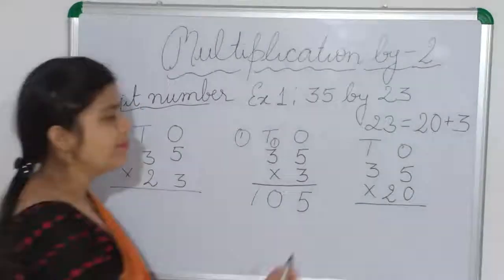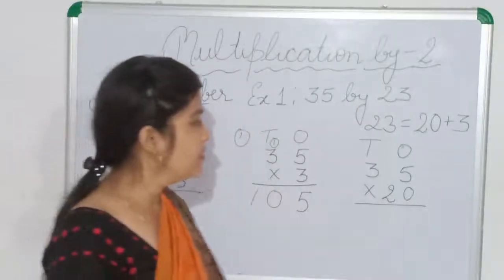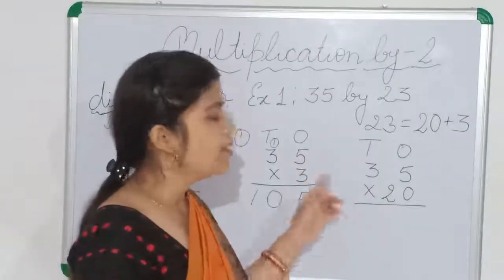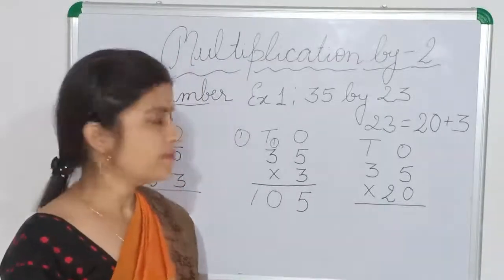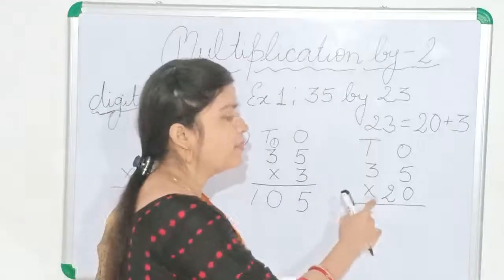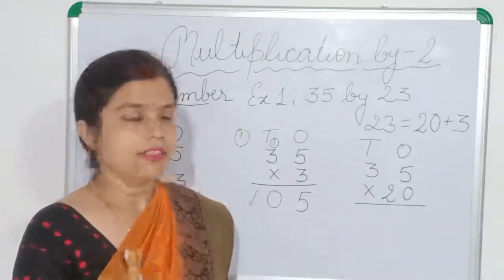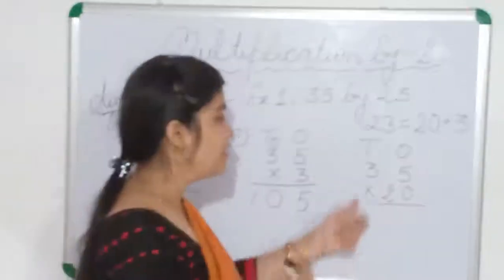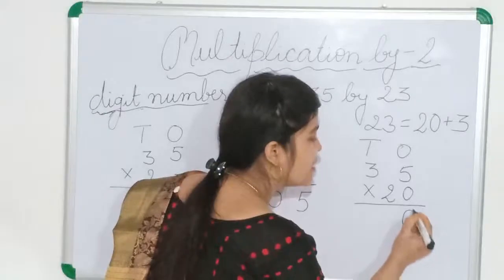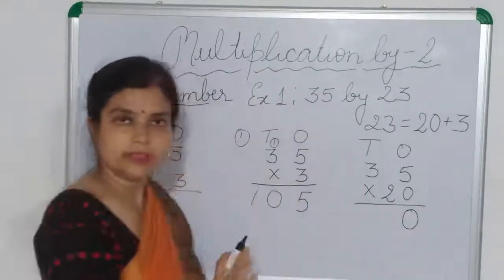Now we will multiply by 20. And children, whenever we are multiplying a number by any tens, first we write 0 in the ones place. Here we are multiplying the number by 2 tens, okay? 2 tens means 20. So first I will write 0 in the ones place. Then I will multiply the number by 2, okay?